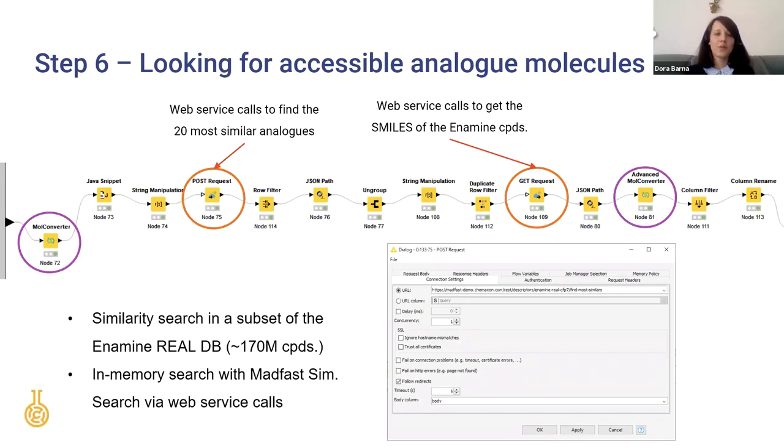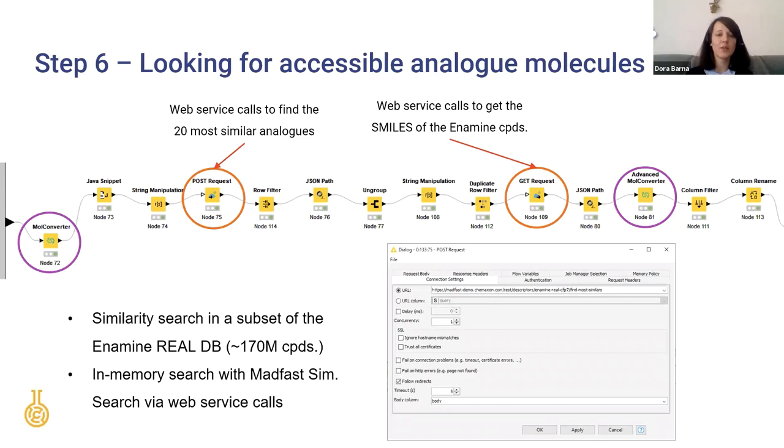So with all of this, we now have a virtual compound collection with good physicochemical property profiles, but now we will have to look for compounds that are, on the one hand, structurally similar enough to these best virtual molecules, but are also real or easily accessible analog molecules of these best virtual compounds.